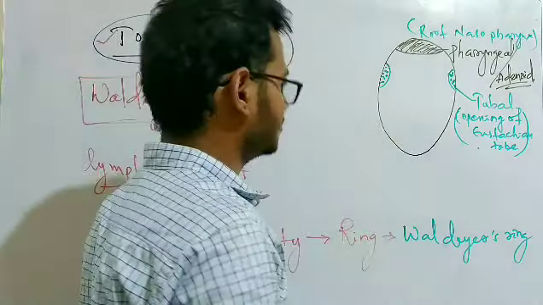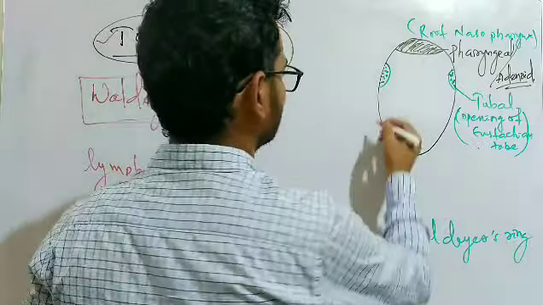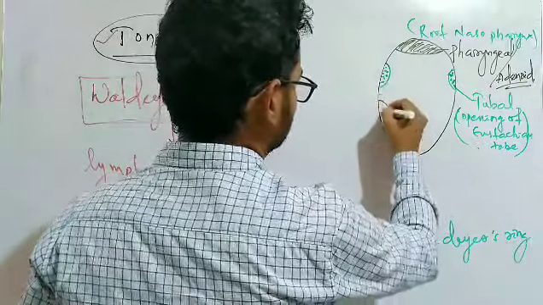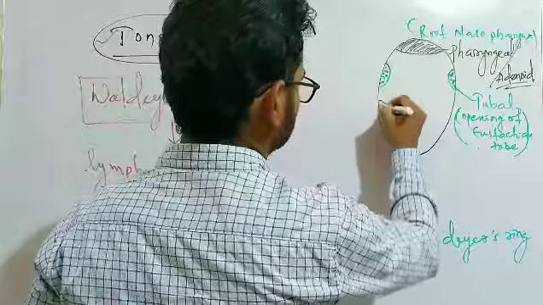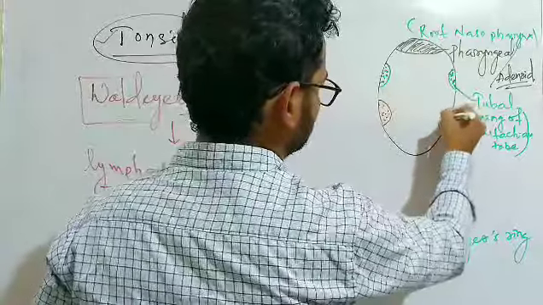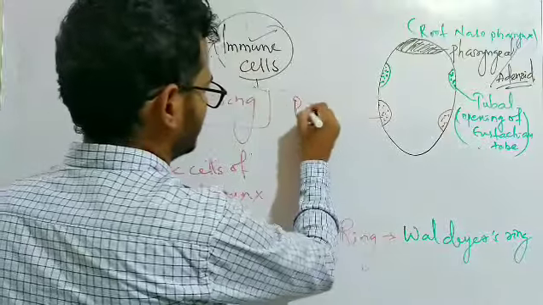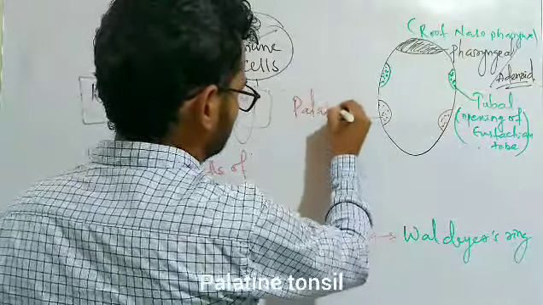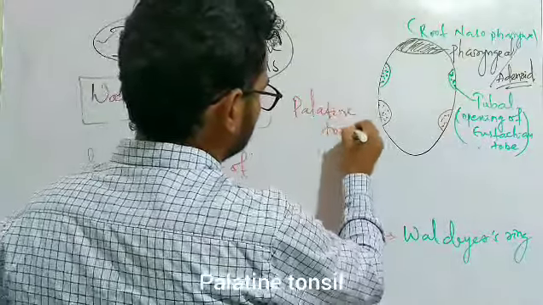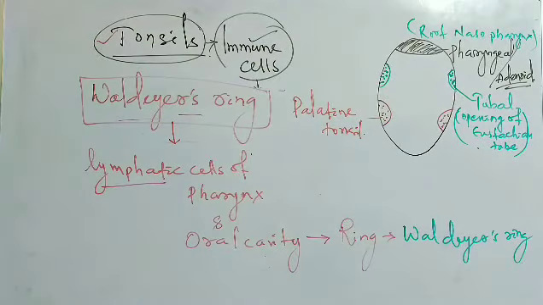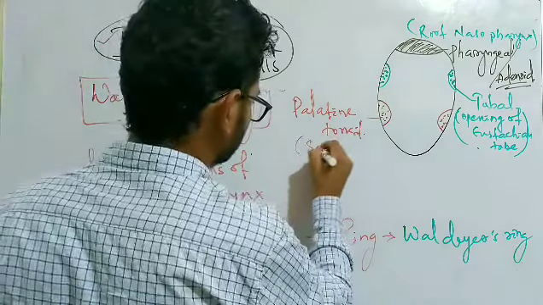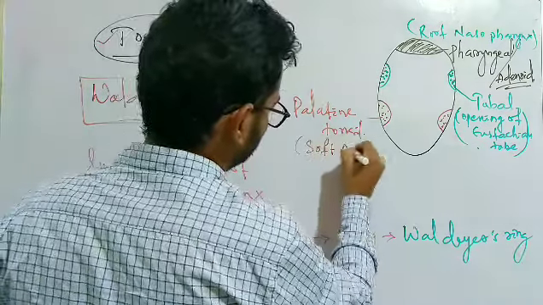So here I can draw the palatine tonsil. Here the palatine tonsils are present. They are also laterally present and in pair. Palatine tonsil. So the name palatine tonsil says about its location. It is located at the soft palate.